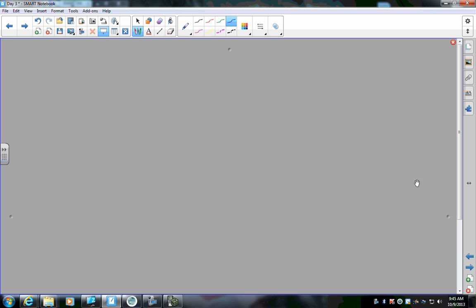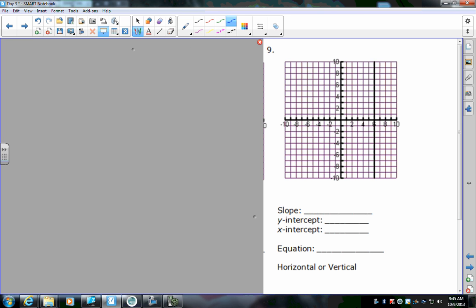Okay, let's look at number 9. Number 9, we have a graph. What type of line is this line? It is a vertical line. On your paper, I want you to write vertical. Nice. All right, vertical. What did we say the slope of a vertical line always is? Undefined. So right here on the slope, you're going to write undefined.